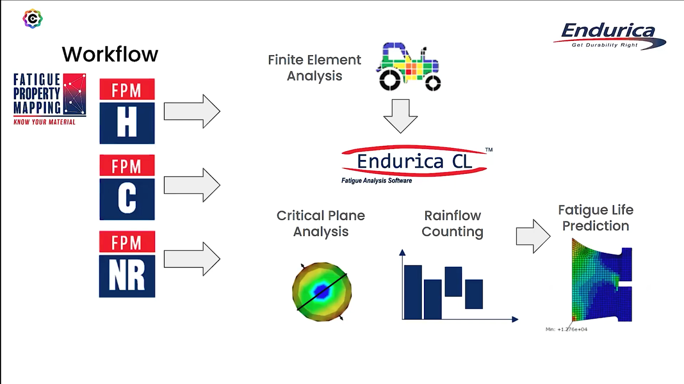And our software uses a couple of different technologies here to get you an accurate result. A couple of them are the critical plane analysis and rainflow counting to parse through the history. And using the material properties and the strain and those critical plane and rainflow, we have a fatigue life prediction from our Endurica software. And you can view that right on your FEA model.